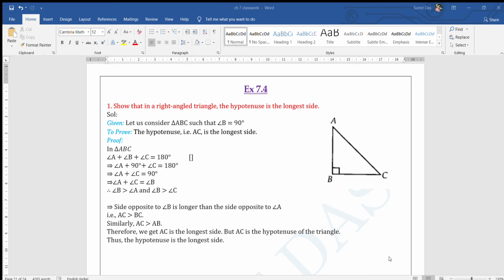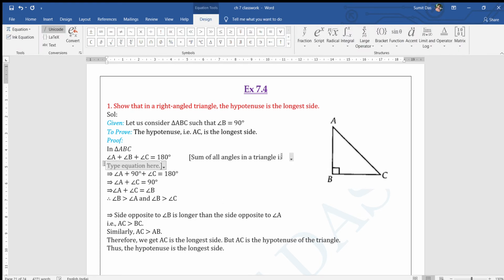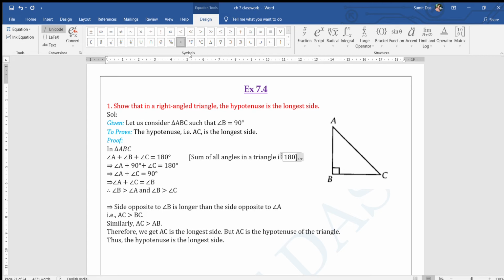Otherwise, if you remember 6.7, you have to check in the book. What is 6.7? Because I don't remember the number 6.7. I remember the property: the sum of all angles in any triangle is 180 degrees. So angle A plus angle B plus angle C equals 180 degrees.